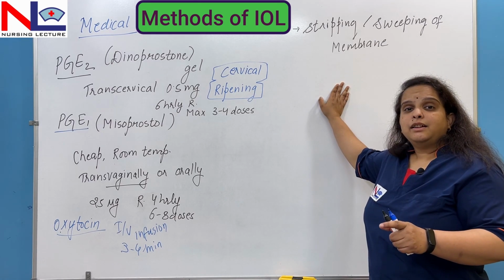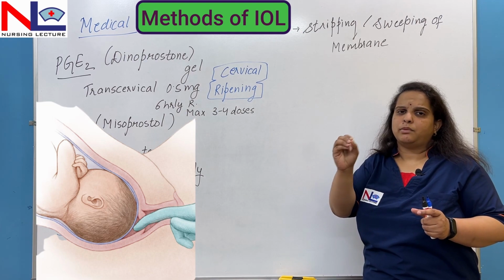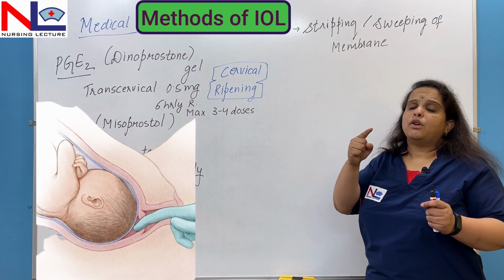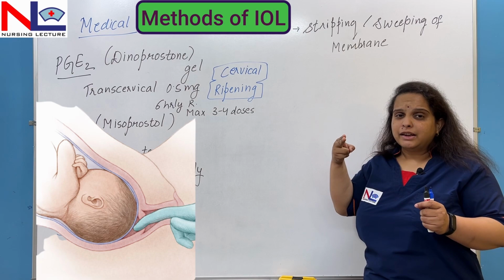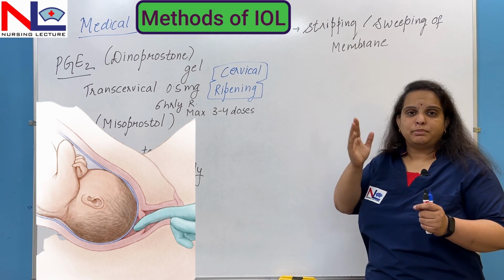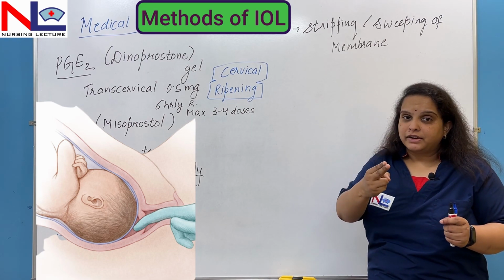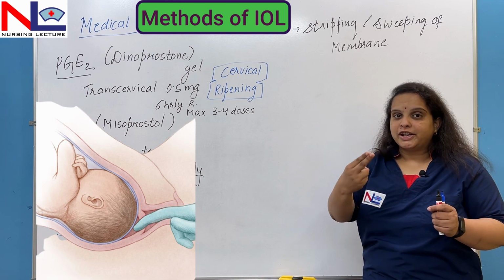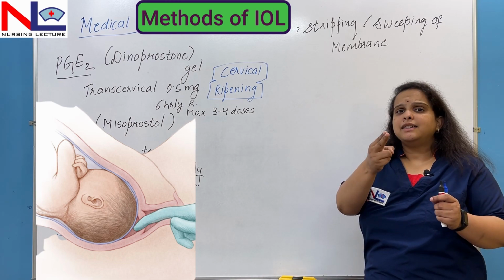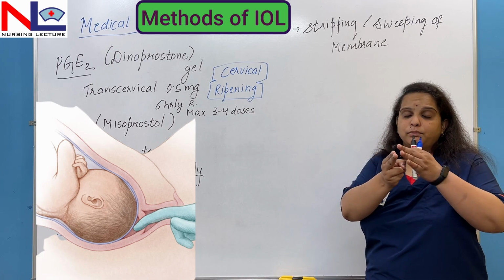So in this technique, we must ensure that the cervix is dilatable to at least one finger, because if it is not, then we will not be able to introduce our finger and the procedure cannot be carried out. By this technique, we introduce our fingers through the vaginal route up to the cervical canal and start sweeping the membrane from the decidual lining.